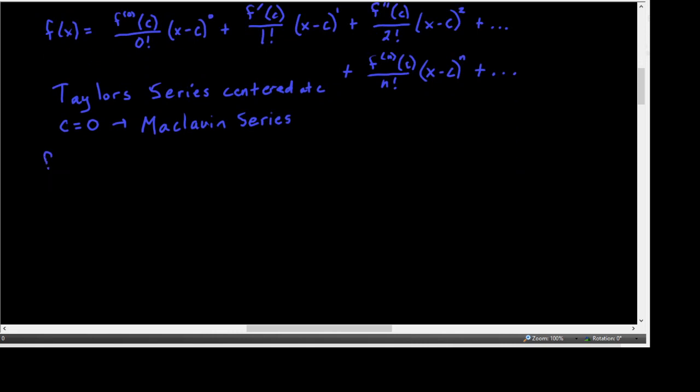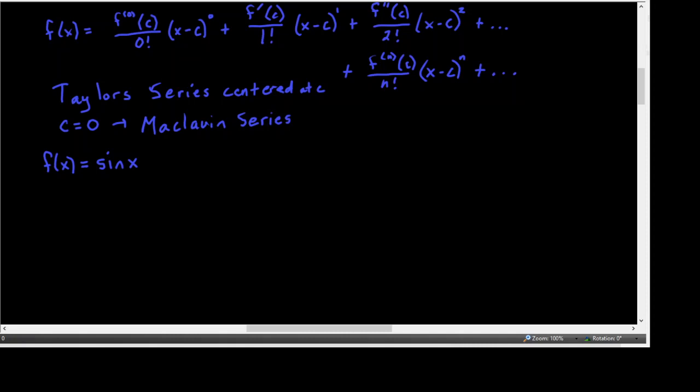For example, let's look at a function f of x equals sine of x. And of course, if you take the derivative of this over and over and over again, you end up cycling back repeatedly. After taking the derivative several times, you end up getting the same set of answers. And so this one certainly has derivatives of all orders, as is required. Okay, so let's do this and find a Maclaurin series.